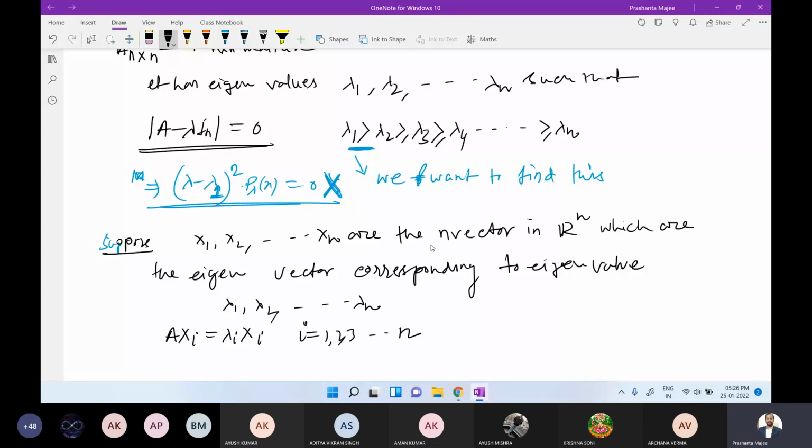n आइगन वैल्यूज है. हर एक आइगन वैल्यूज के लिए आपको एक आइगन वेक्टर मिलेंगे. एक नहीं, एक से ज्यादा भी मिलते हैं. Because the eigenvectors are not unique. If V is an eigenvector, then some constant into V is also an eigenvector. So suppose x1, x2 up to xn are some eigenvectors corresponding to the eigenvalues lambda 1, lambda 2 up to lambda n. So A xi equals to lambda i xi. This is known to you. Remember, we are deriving the formula.